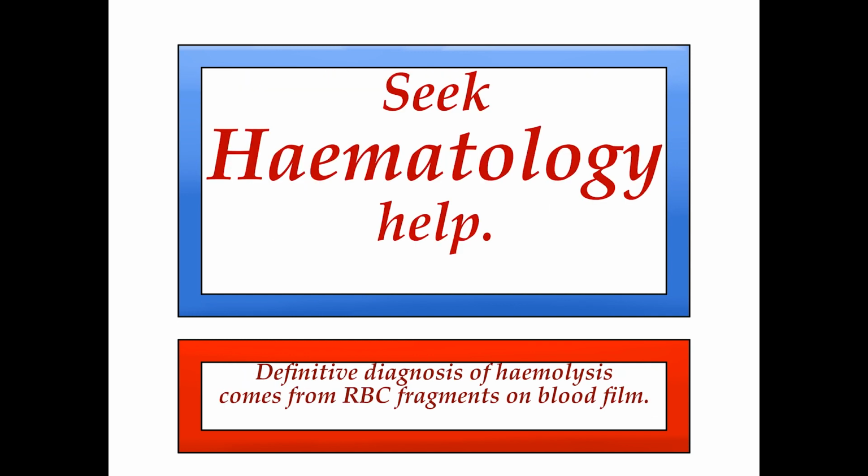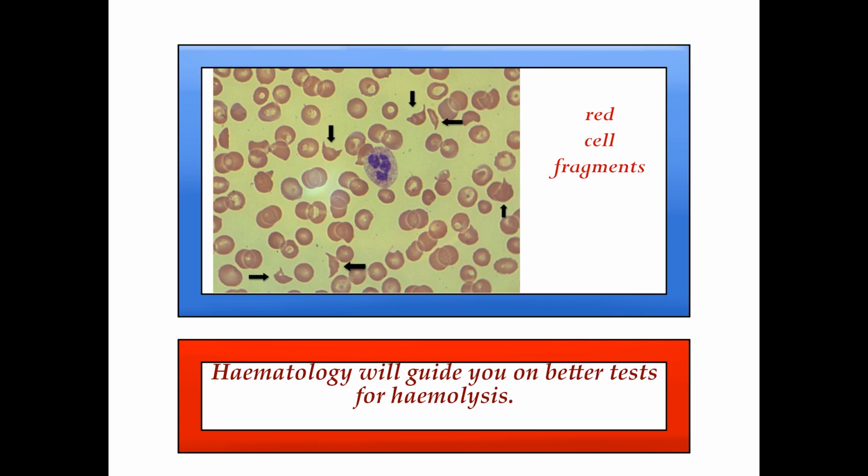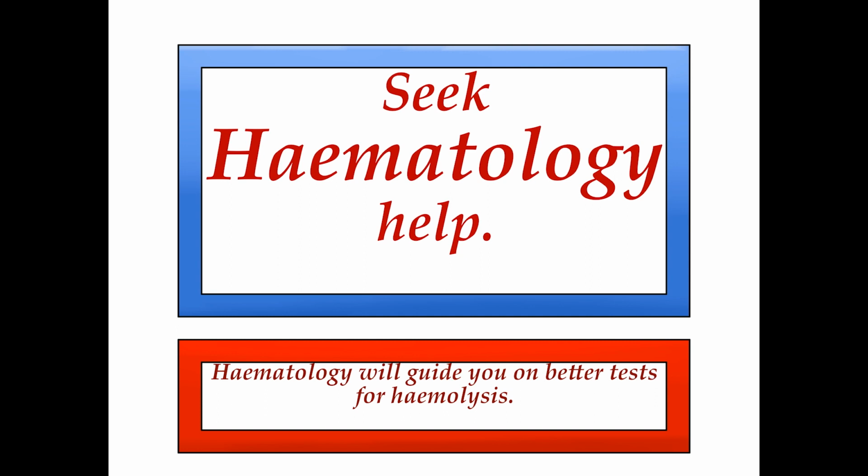The definitive way to diagnose hemolysis is for a hematologist to look at the film down a microscope and find red cell fragments. This isn't necessarily available 24/7, which is why I've mentioned all the other stuff. Once they've found this, hematology then can advise you on things like Coombs test and other dark magic.